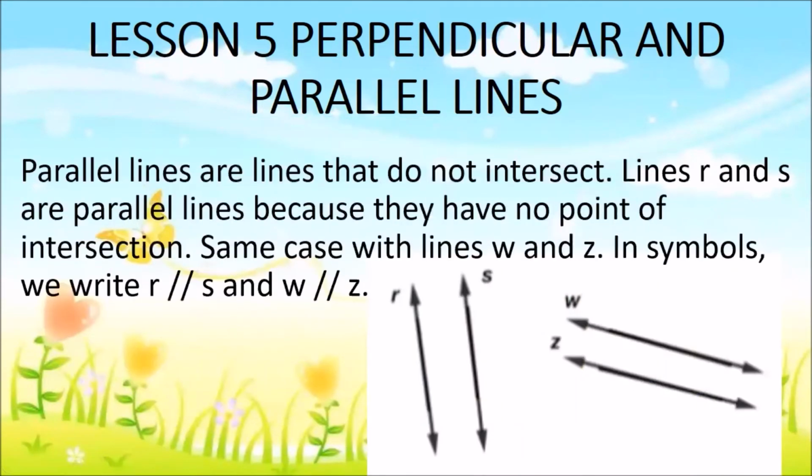The parallel lines. Parallel lines are lines that do not intersect. Line R is parallel to line S. These two are parallel lines because they have no point of intersection. Same case with lines W and Z. So in symbol, we write line R is parallel to line S and line W is parallel to line Z.